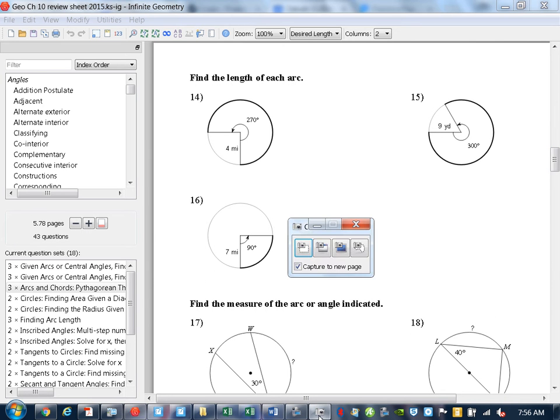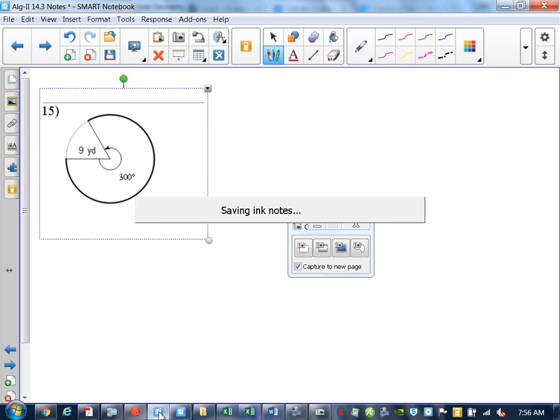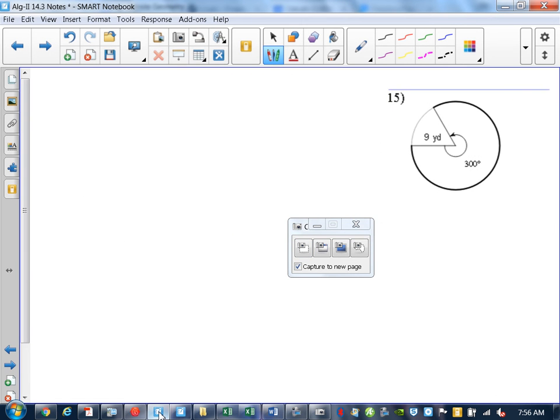Arc length. Central angle over 360, 2 pi r. What's your central angle? The angle they're giving you is 300. 300 over 360 times 2 times pi times r.